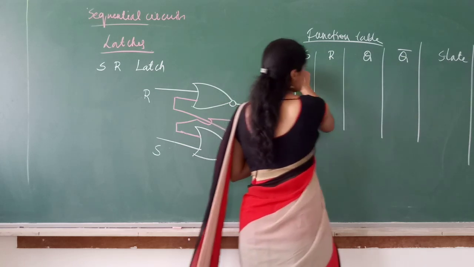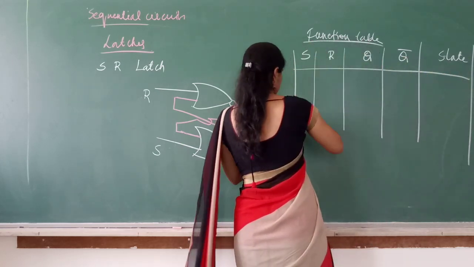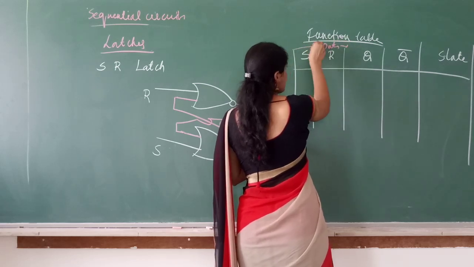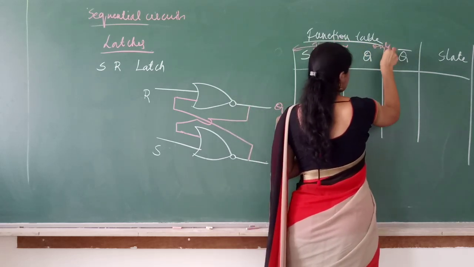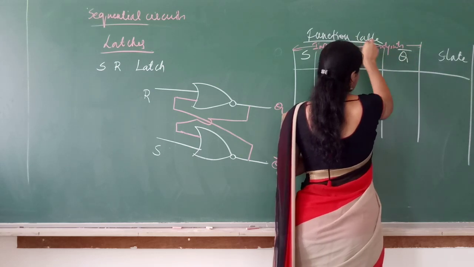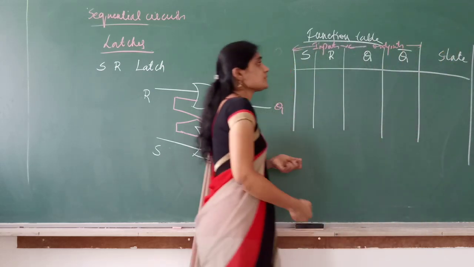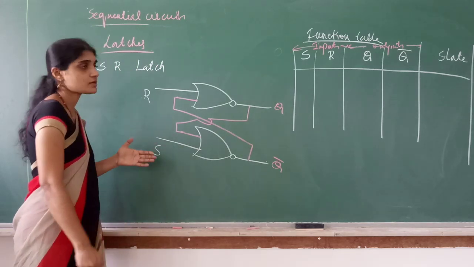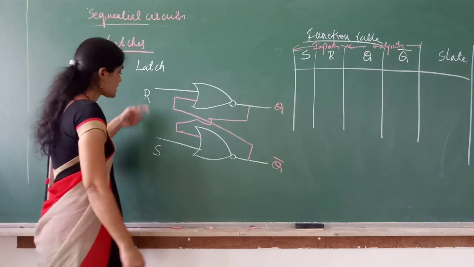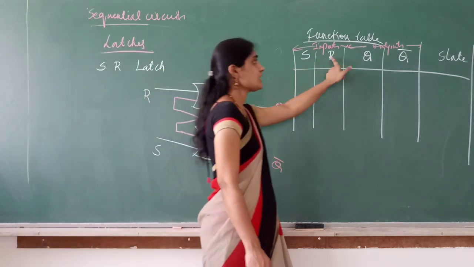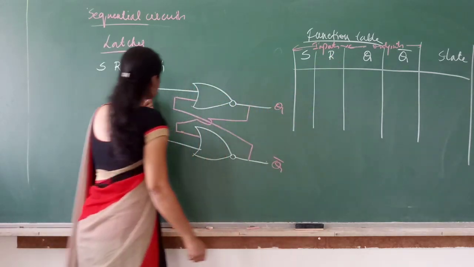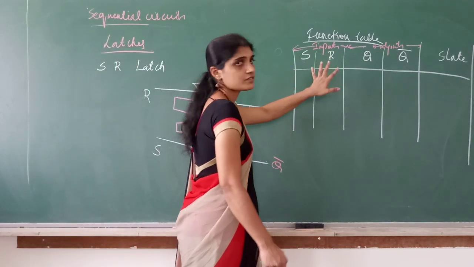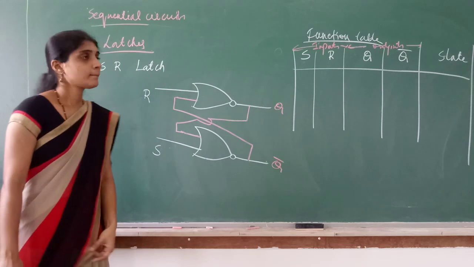The inputs are S and R, these two are the inputs, and these are outputs. And this will clearly tell us in which state the latch or the flip-flop will be. Here it is a latch. Okay. So if you write R S here, you can write S R here. If you want to write S first, R next, you can write R first, S next. It is reversed. I'll tell you why. Okay. I'll tell you why.